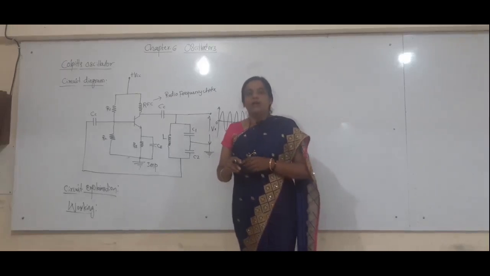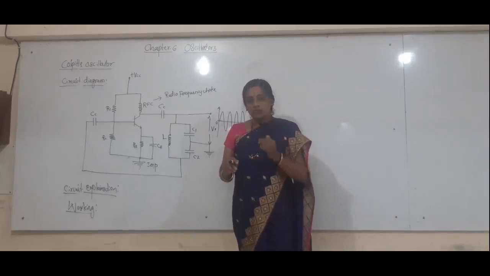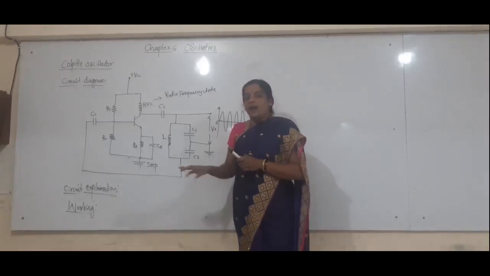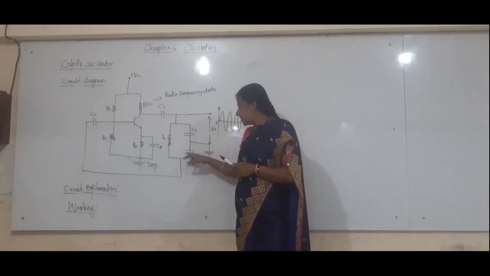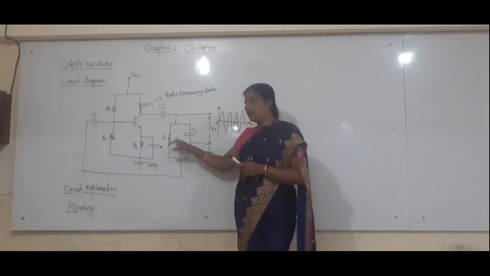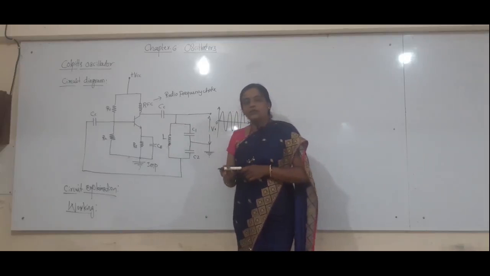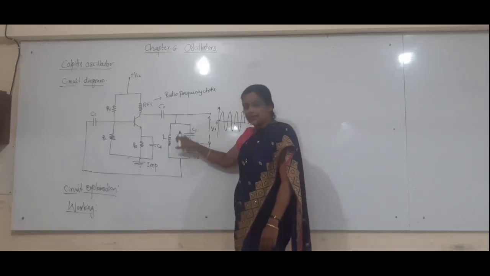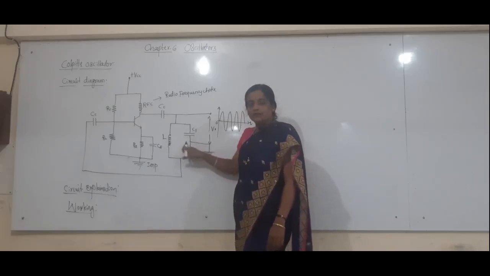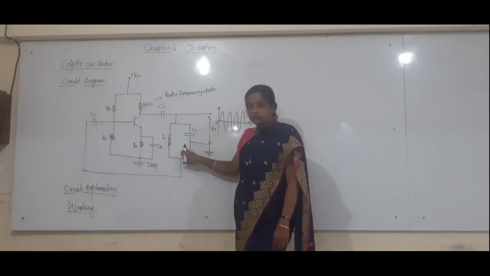Because of that, once these capacitors are charged, they find a path for discharging. These charged capacitors discharge through the inductor L. Because of that, the charging and discharging continues inside the tank circuit. Because of that, electrical oscillations are produced.